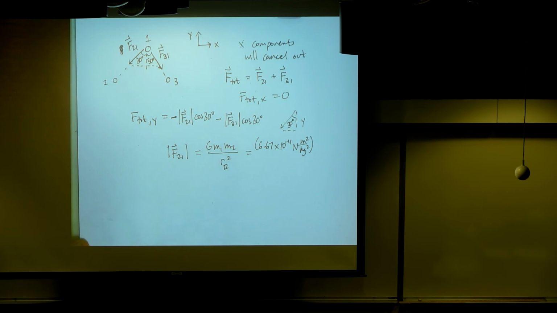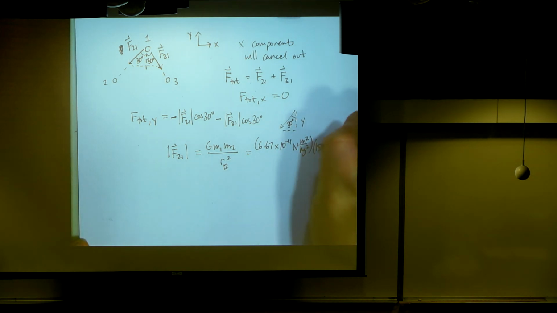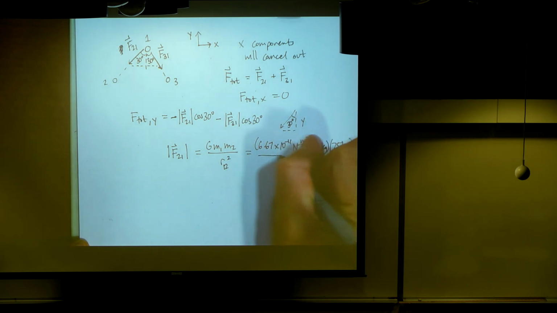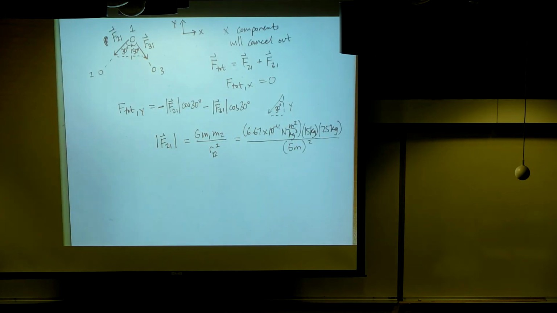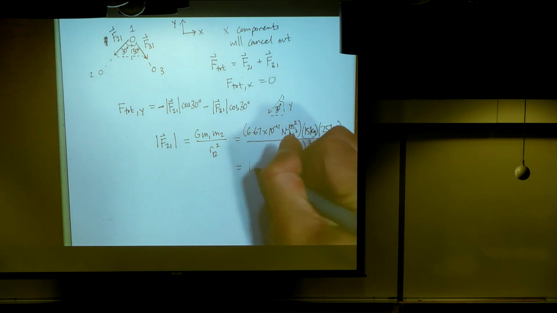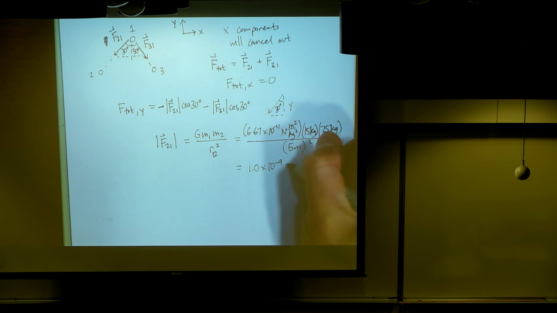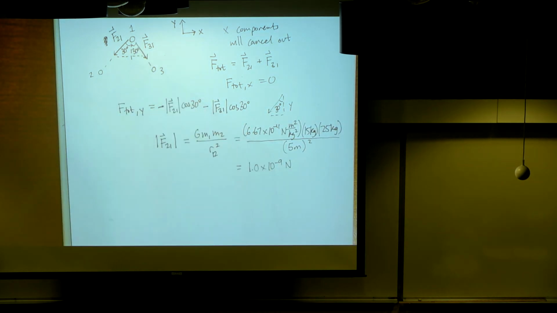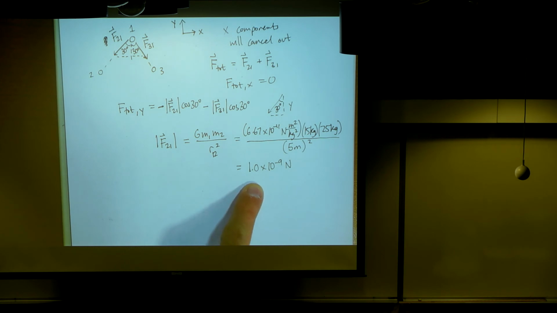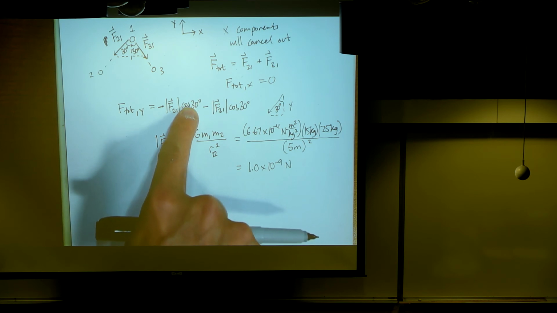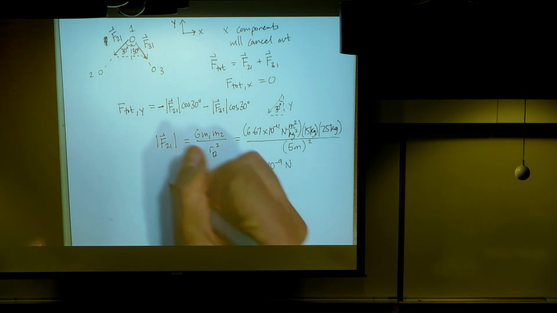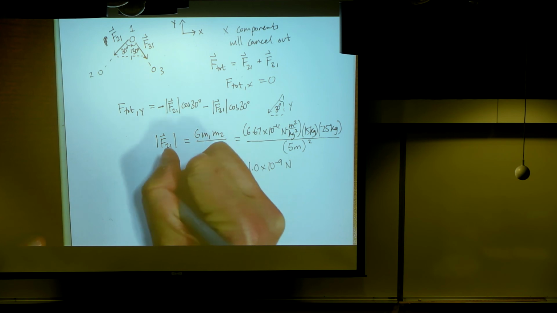Okay, just have to look back at the problem. M1, that was 15 kilograms. M2, that was 25. The distance between them was 5 meters. Okay, so these were just given values in the problem. If you crunch those numbers, here's what you'll get. 1.0 times 10 to the minus 9 newtons. So that's how much force there is between 1 and 2. Okay? But again, we're only taking the y component, so we're going to plug it in and multiply it by cosine later. Okay? All right. What about the force between 3 and 1?